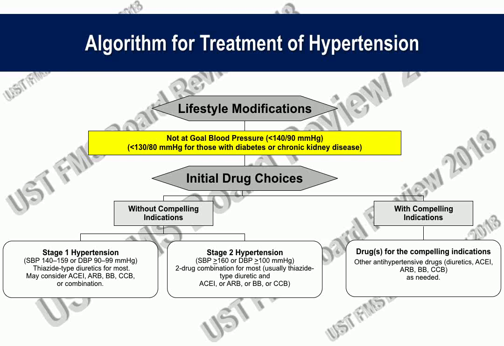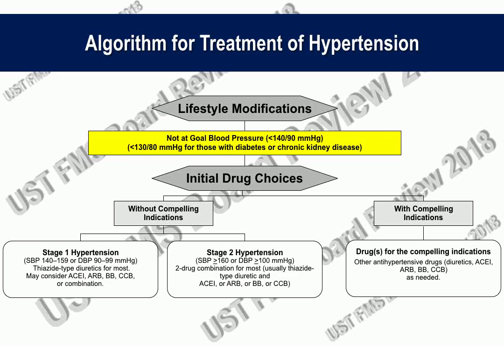And this target, if you look at the algorithm for the treatment of hypertension, consists of the following steps. It's always important to start first with lifestyle modification, looking at weight reduction, dietary modification, change in the lifestyle of the patient.